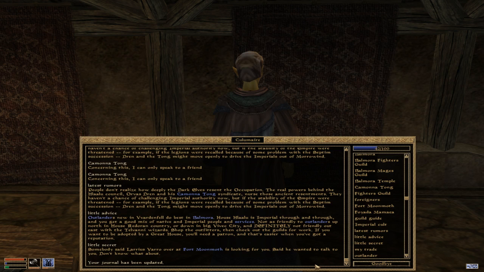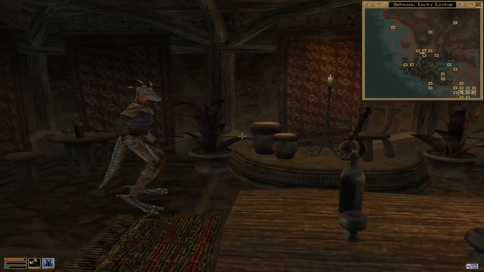Little secret. Somebody said Larius Varro over at Fort Moonmoth is looking for you. Said he wanted to talk to you. Don't know what about. What assistance do you need?